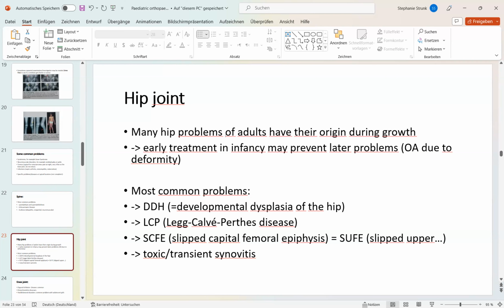And then very common, there's toxic or transient synovitis. I already spoke about that when I spoke about septic arthritis. Pretty common.